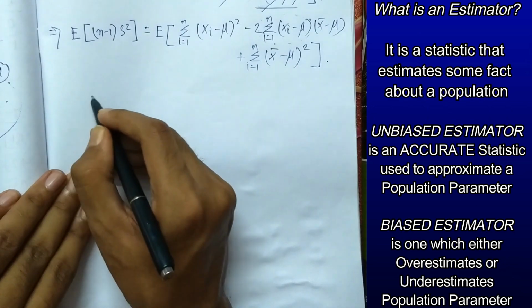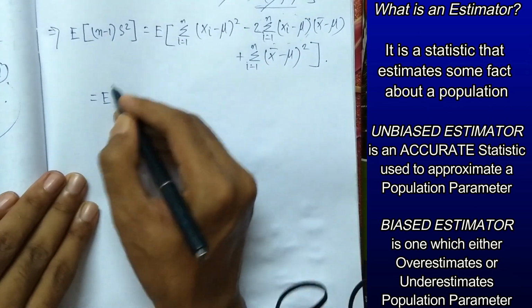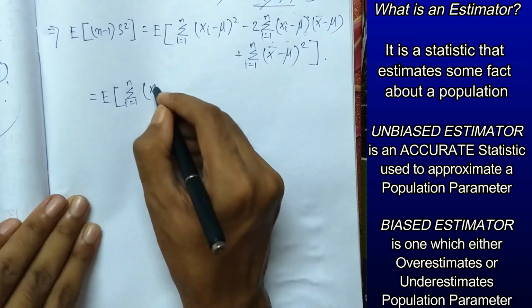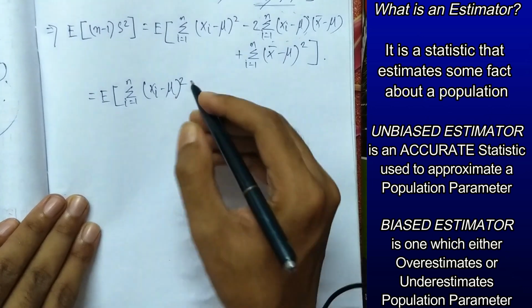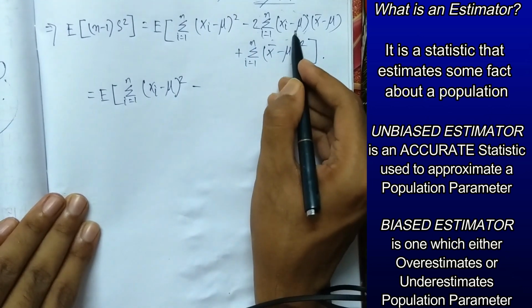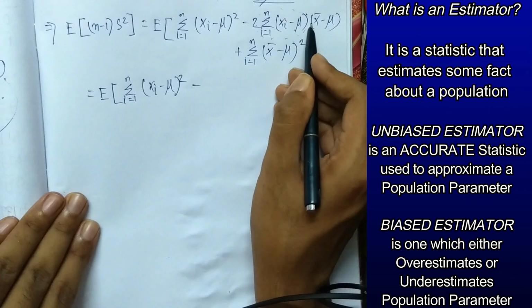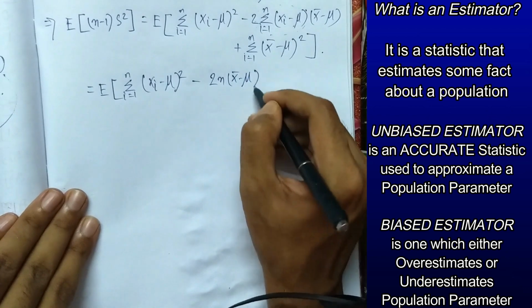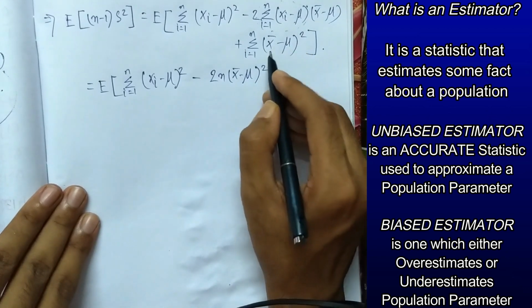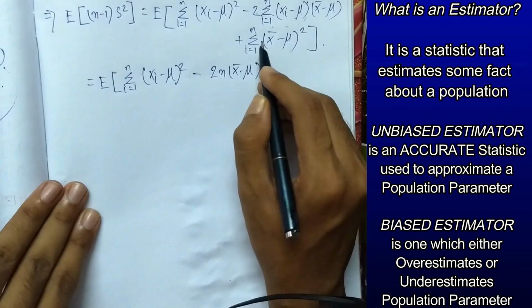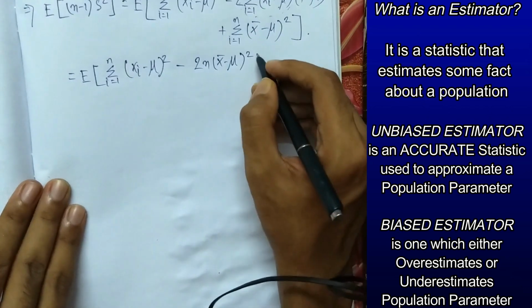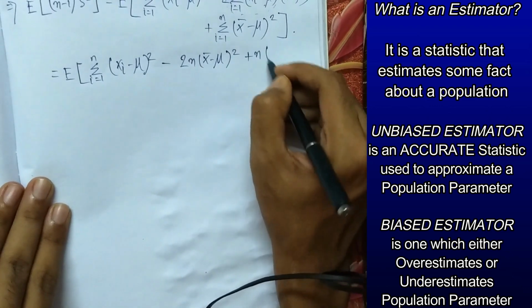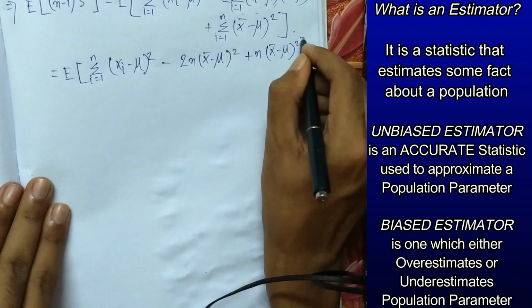Left hand side part remains unchanged. Okay, so we need not necessarily worry about it. We are writing the right hand side. Summation i 1 to n xi minus mu whole square. This will become n into x bar minus mu, which would become 2n x bar minus mu whole square. And since x bar is a constant, mu is also a constant, so constant minus constant is obviously a constant. So this will become n x bar minus mu whole square.